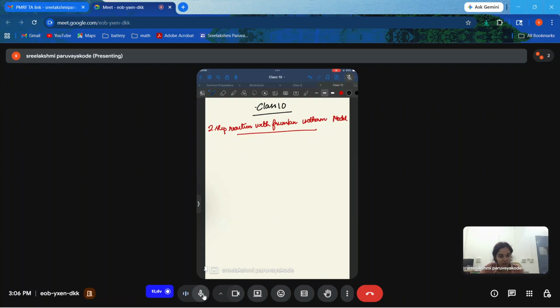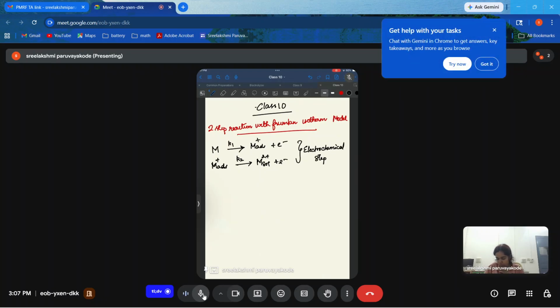We will write the reaction and we'll start the derivation. So I'm taking a simple reaction where M reacts, you have the rate constant K1, it forms M adsorbed and one electron. Now this M adsorbed reacts and goes into solution, with rate constant K2, and both are electrochemical steps.